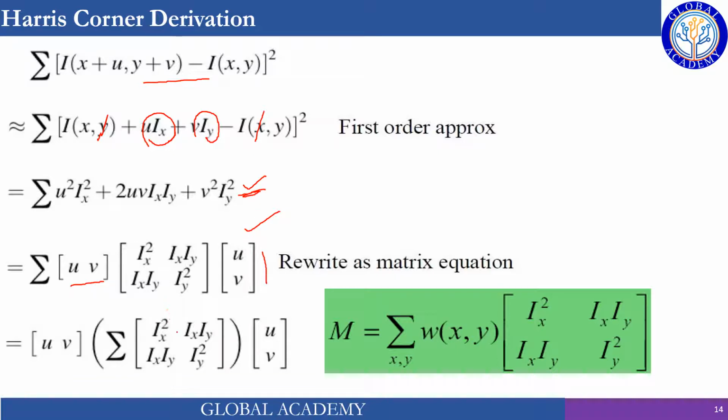So the overall measurement of corner lies in this 2D matrix, which is in fact the square of the derivative along the x-axis, the multiplication of the derivative along the x-axis and y-axis, which is the same value, and then the square of the derivative along the y-axis. So this is the matrix.